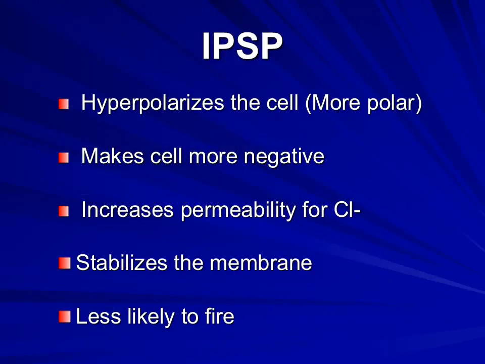Inhibitory postsynaptic potential. Instead of depolarize, we hyperpolarize. We make the cell even more negative than it already was, because in an inhibitory, we increase the permeability of chlorine from the outside to sneak inside that membrane. It's going to stabilize the membrane instead of making it fall, and it's going to be less likely to fire. So the cell body is going to say, you know what, I really don't think that this is all that important, so I'm not going to send this signal on.